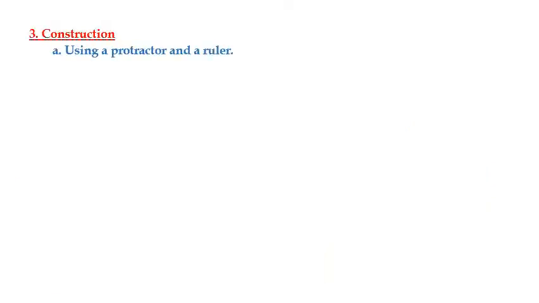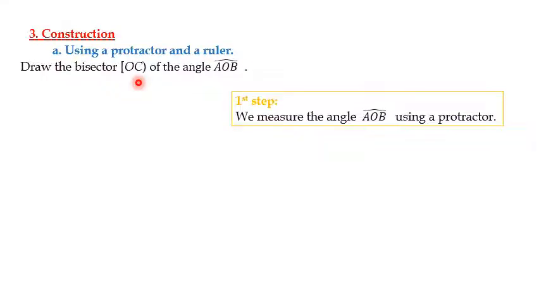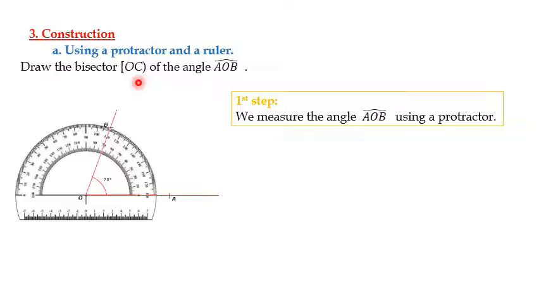How to construct a bisector? The first method is using a protractor and a ruler. For example, draw the bisector OC of the angle AOB. This is our angle AOB. Its measure is 70 degrees. Keep in mind that while we measure an angle, I have to start from the zero. Here 0, not from 180: 0, 10, 20, 30, 40, 50, 60, 70.